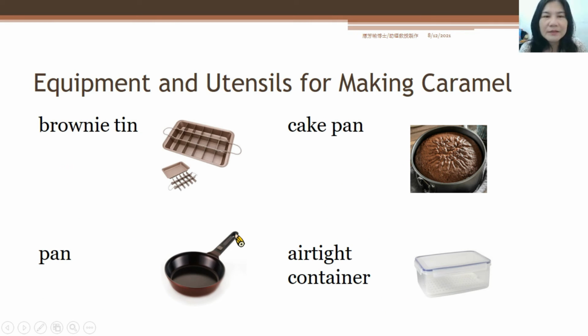And then this is the photo that I promised to show you. In this slide you can find 4 photos. Let me start with the first one on the left. On the upper left, that is the photo of brownie tin. On the bottom left, you can find the photo of a pan, and on the upper right you can find a photo of cake pan, and on the bottom right you can see the photo of airtight container.